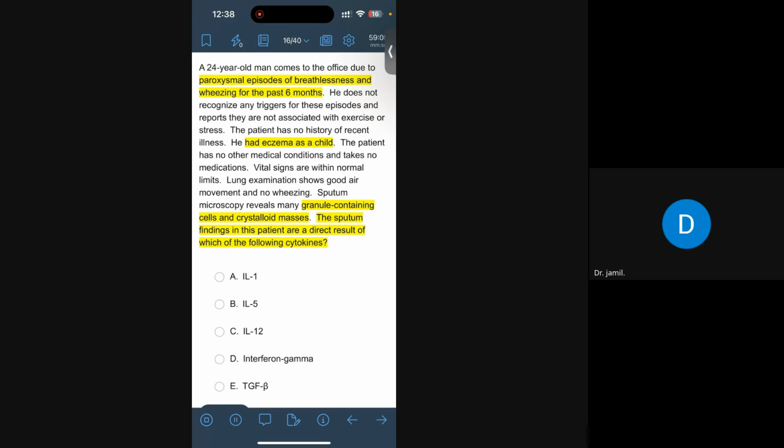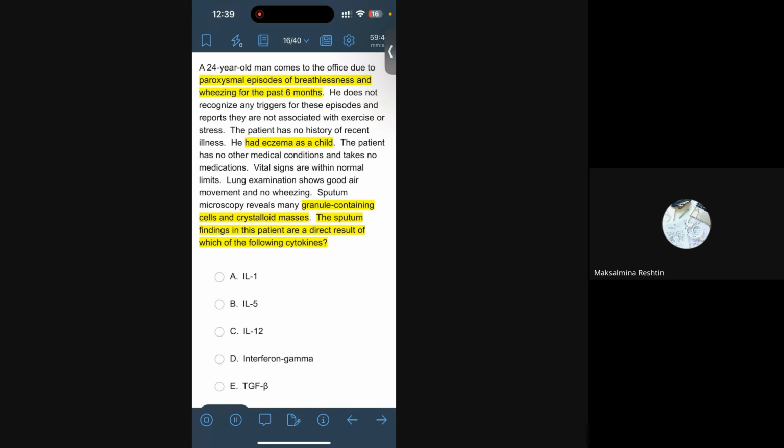Okay. What is the diagnosis? Asthma. Asthma is the diagnosis. He has eczema, which can explain the allergy. So the patient is atopic, and that's why he has episodic episodes here. The granule-containing cells are what? Those are eosinophils. We have just read that the granulocytes involved in asthma are eosinophils. And there are crystalloid masses as well.